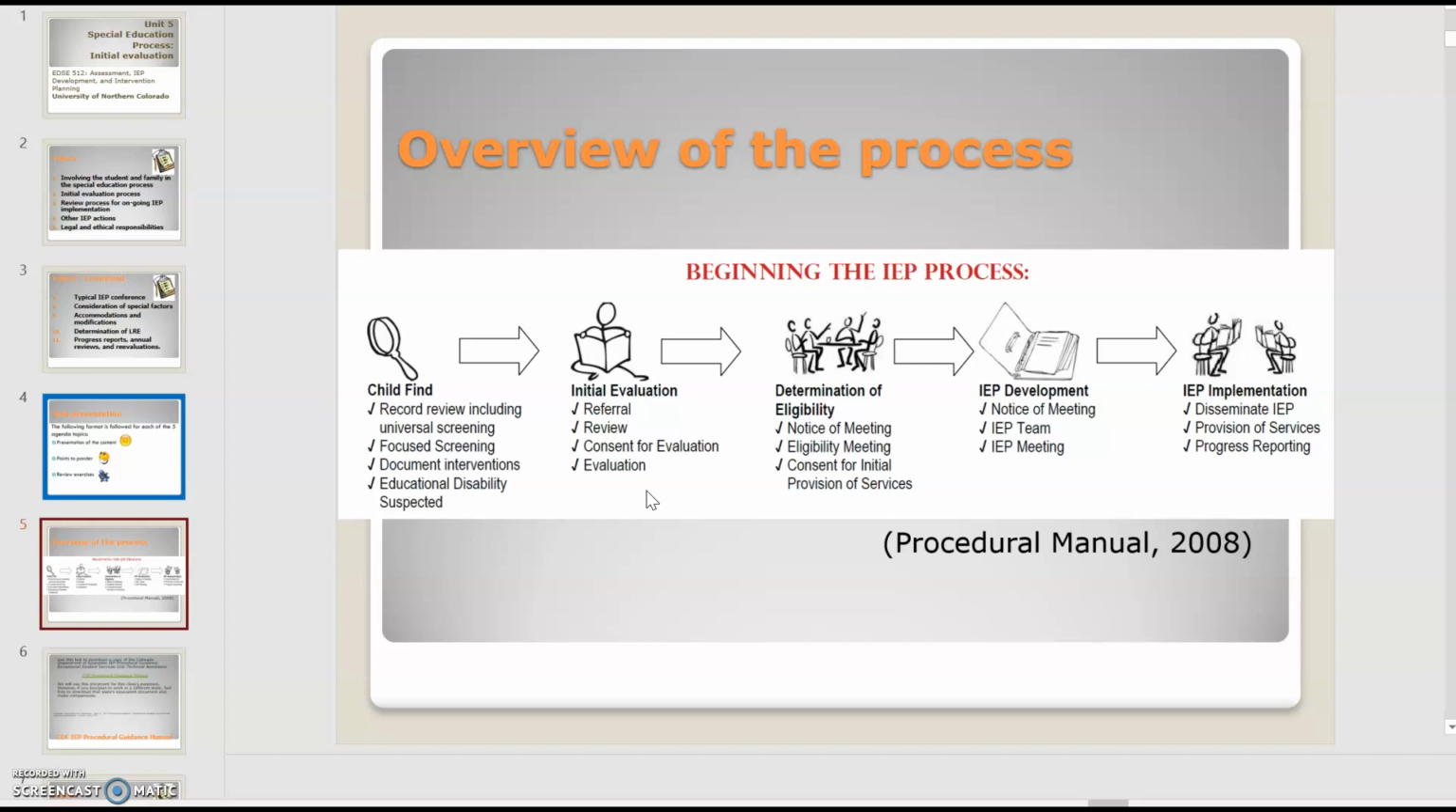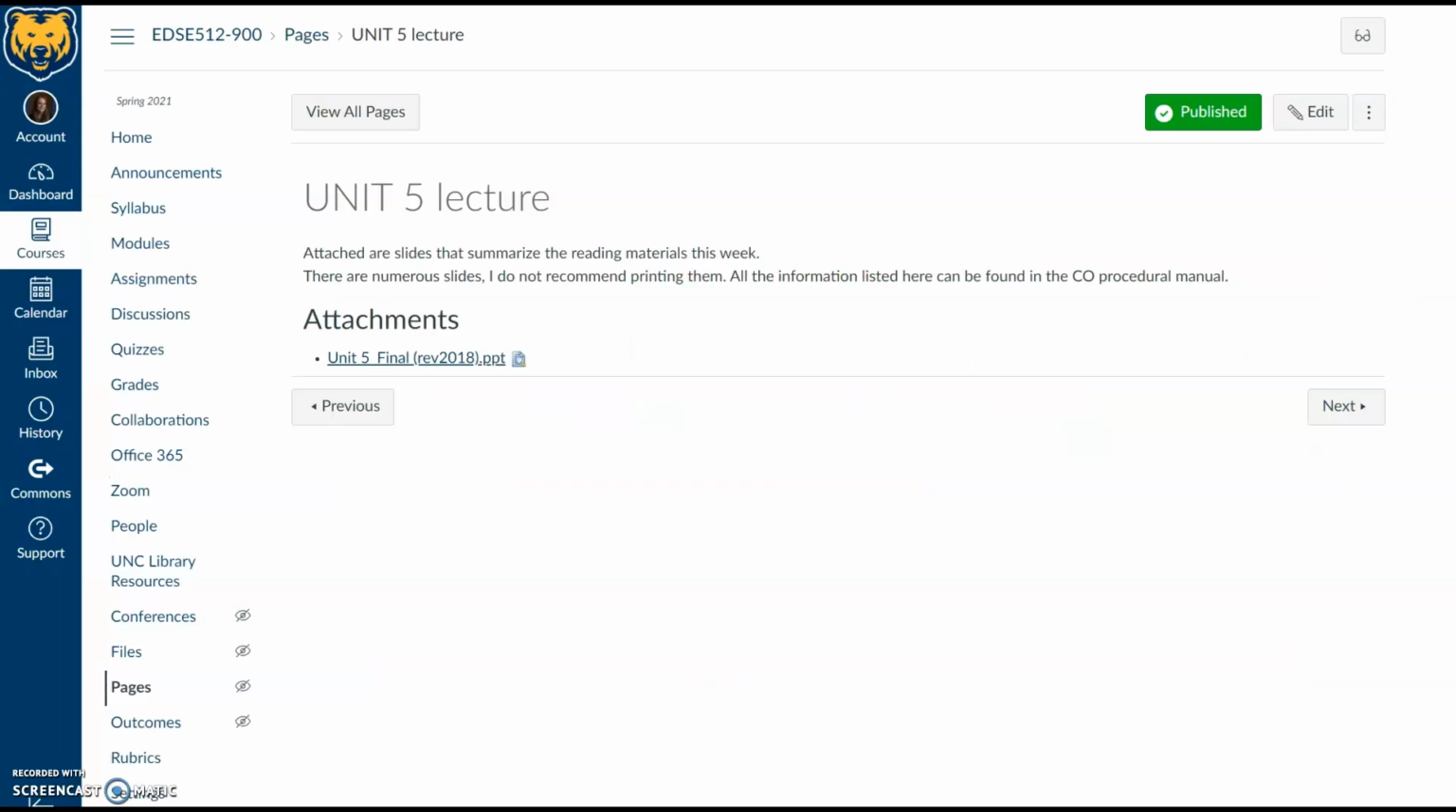And the team will be developing and then implementing that together, sharing it with the family and providing those services, IEP snapshots and accommodation information to all of the teachers, and then progress reporting and progress monitoring for those IEP goals as the student continues to receive services. So that's the big picture of the special education process. It's a nice visual to look into.